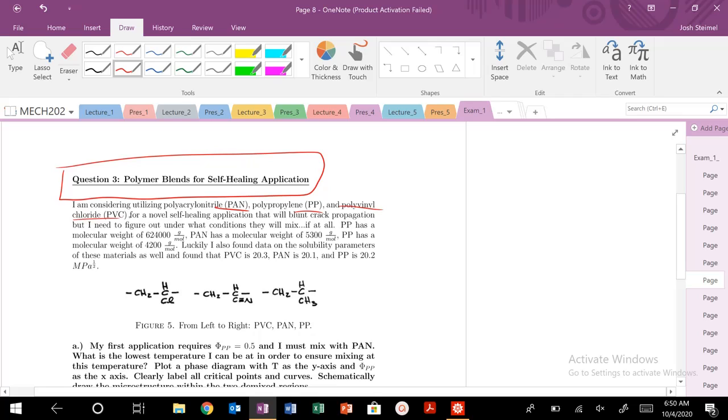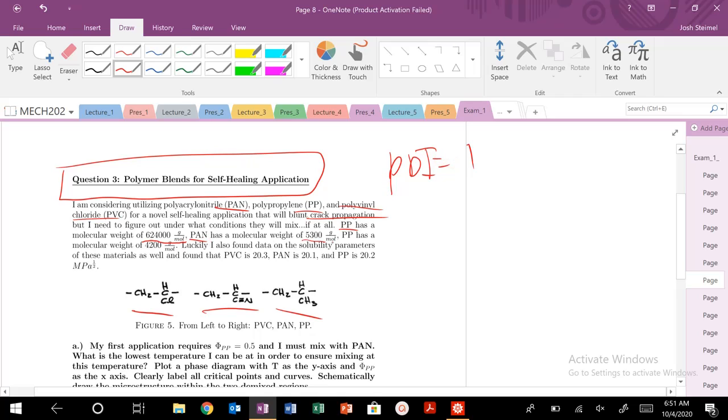For these new self-healing applications, will blunt crack propagation. Need to figure out what conditions they will mix, if at all. So here's my PVC, PAN, PP. My polypropylene molecular weight is 62,400. We are assuming a PDI here of 1. Unrealistic, but we're going to stick with it.